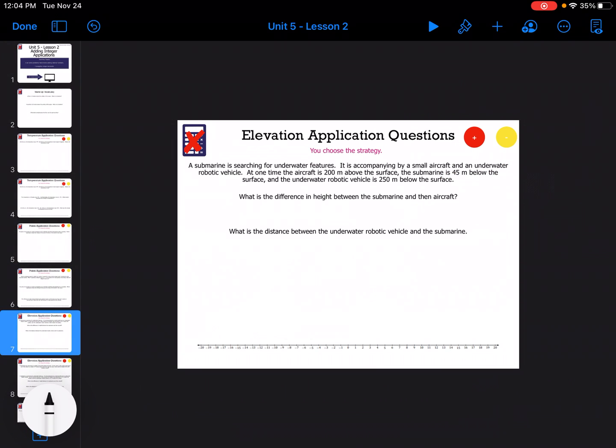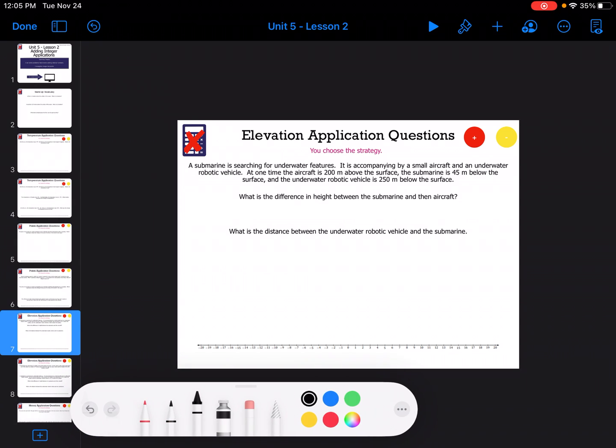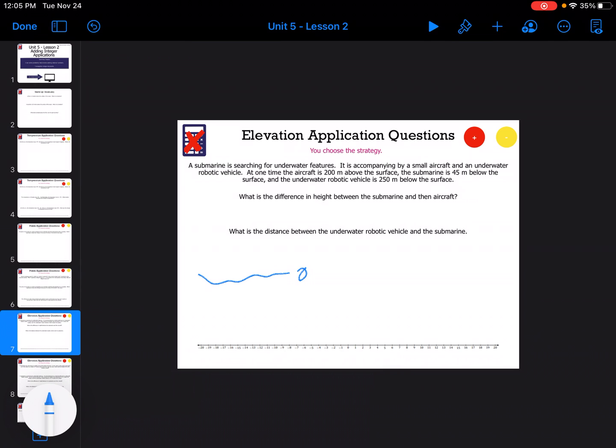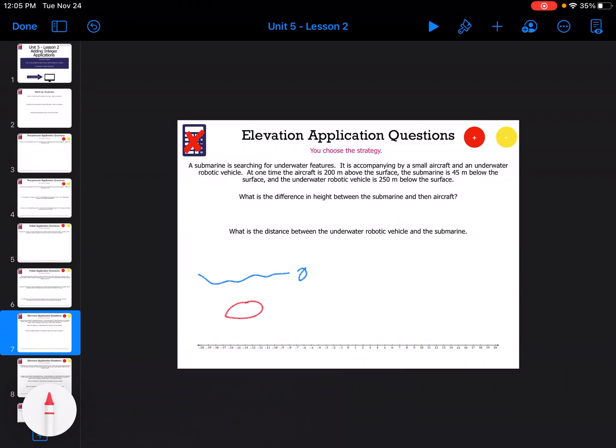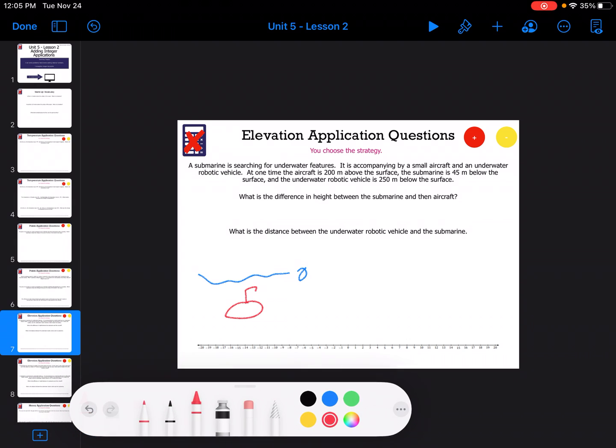All right, so now we're talking about elevation. Elevation is the distance above 0 or above sea level. So a submarine is searching for underwater features. It is accompanied by a small aircraft. So I'm gonna start by drawing myself a picture. So I have my water, which is sea level. I have a submarine. And then it says an aircraft, so I have an airplane.